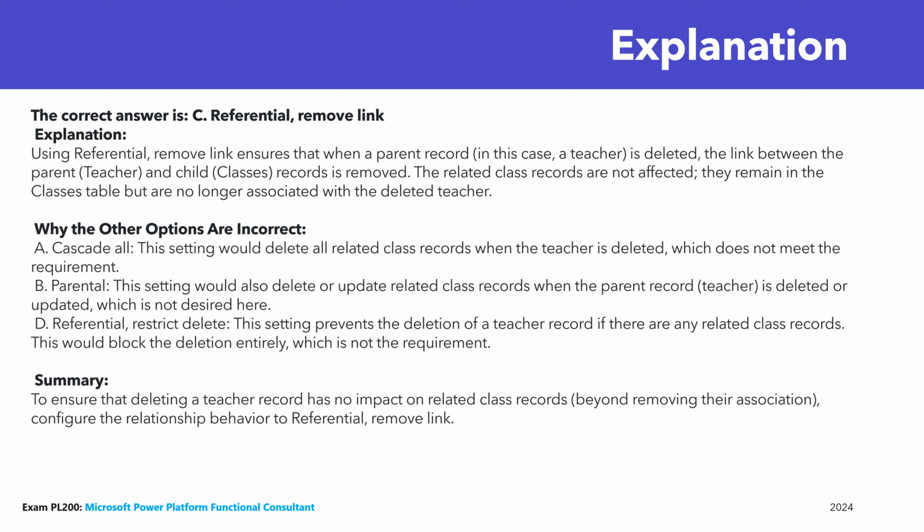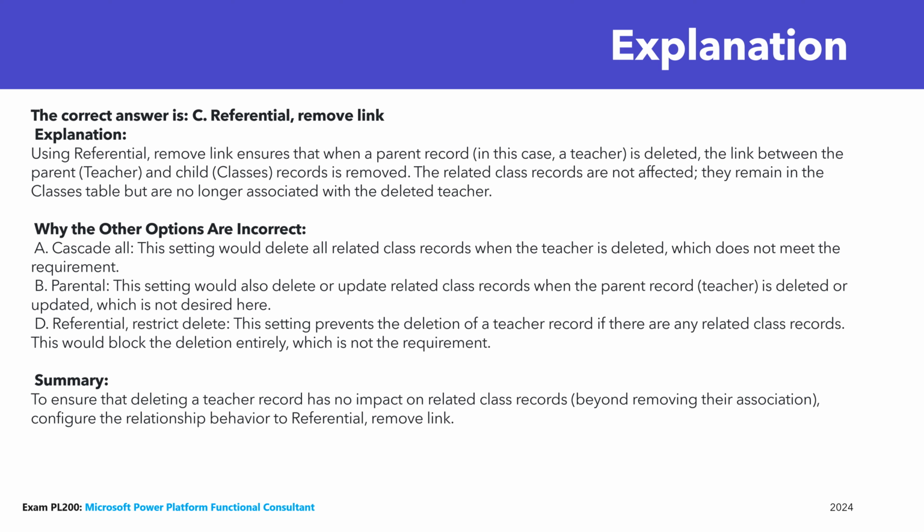The correct answer is C, referential, remove link. Explanation: Using referential remove link ensures that when a parent record, in this case a teacher, is deleted, the link between the parent, teacher, and child classes records is removed. The related class records are not affected. They remain in the classes table, but are no longer associated with the deleted teacher.